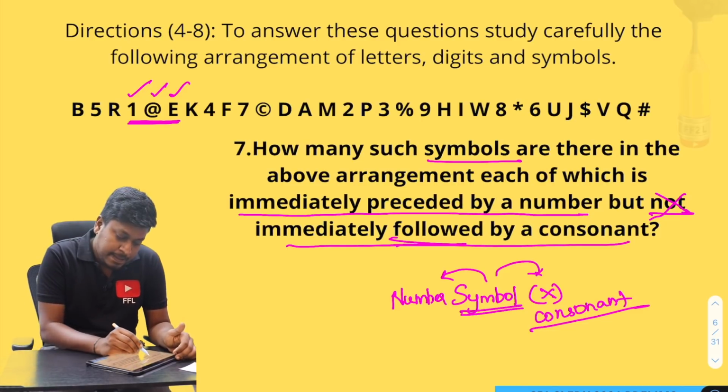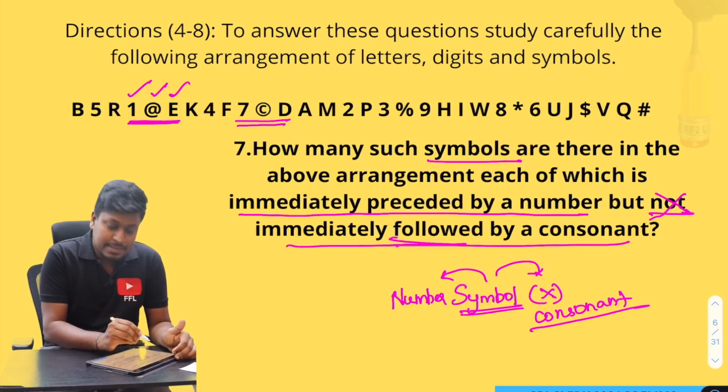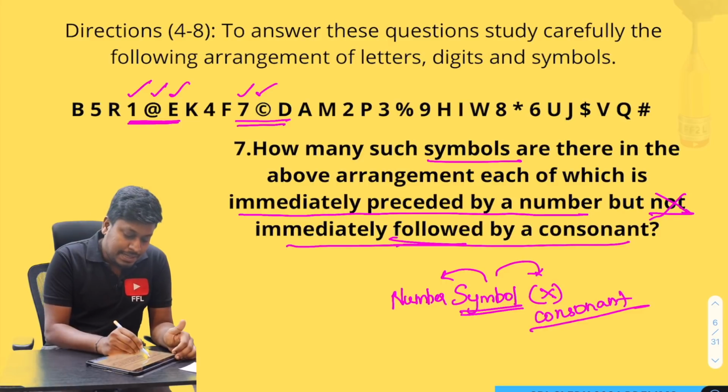So similarly, 7 © D. No, it is wrong. Why? Because 7 is a number and © is a symbol, but D is a consonant. So it is wrong. Got it?